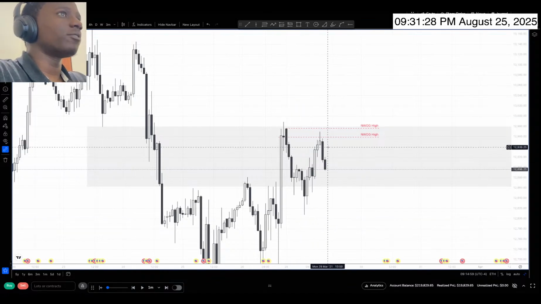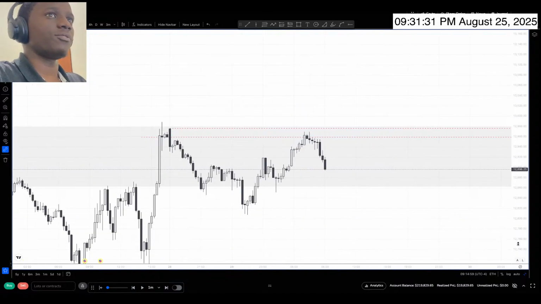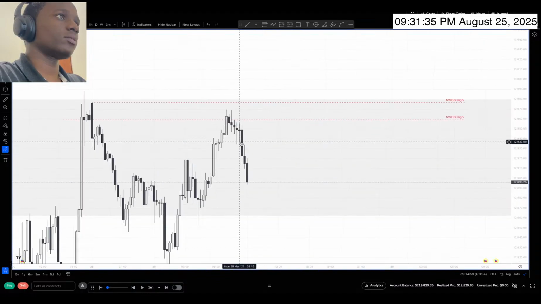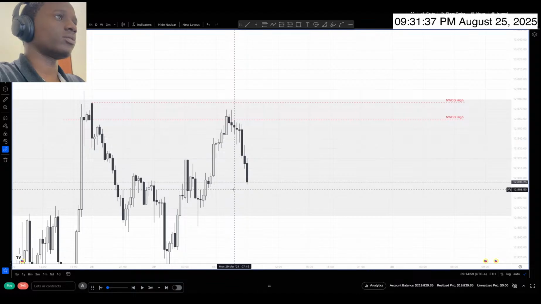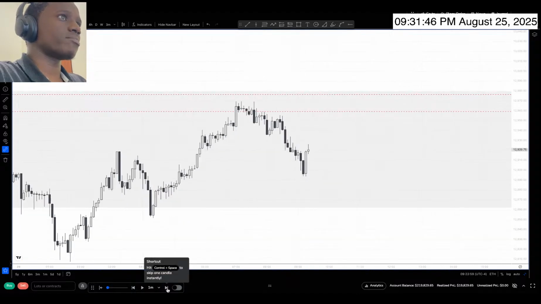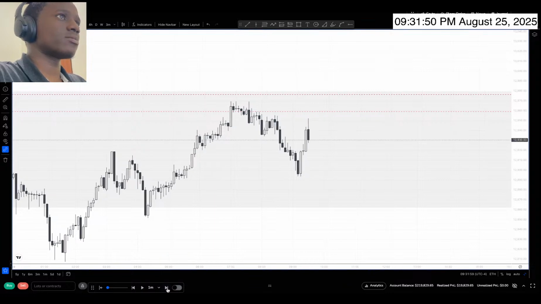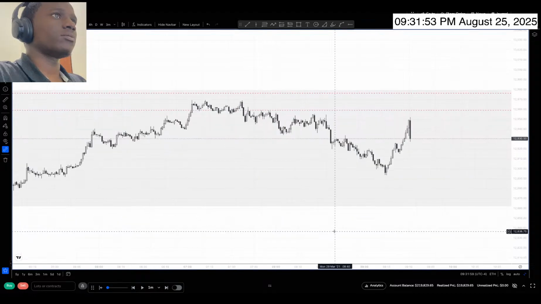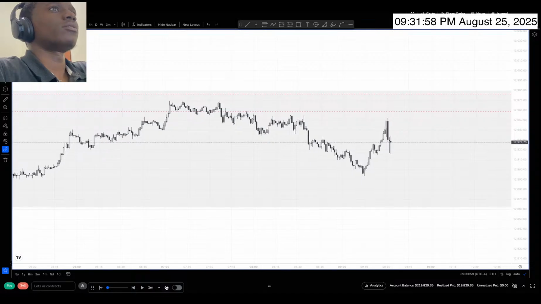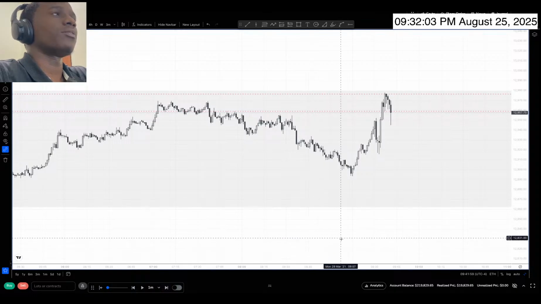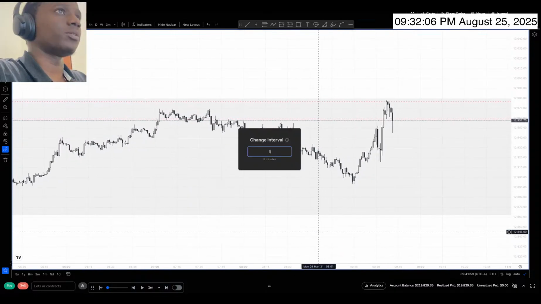So the 1H has a gap here. I'd like to knock them out on the 15. There's this one around there. So the 5. Okay, so market opens. I haven't taken out these relative highs yet. Okay, nice. So we hit the new week open gap.